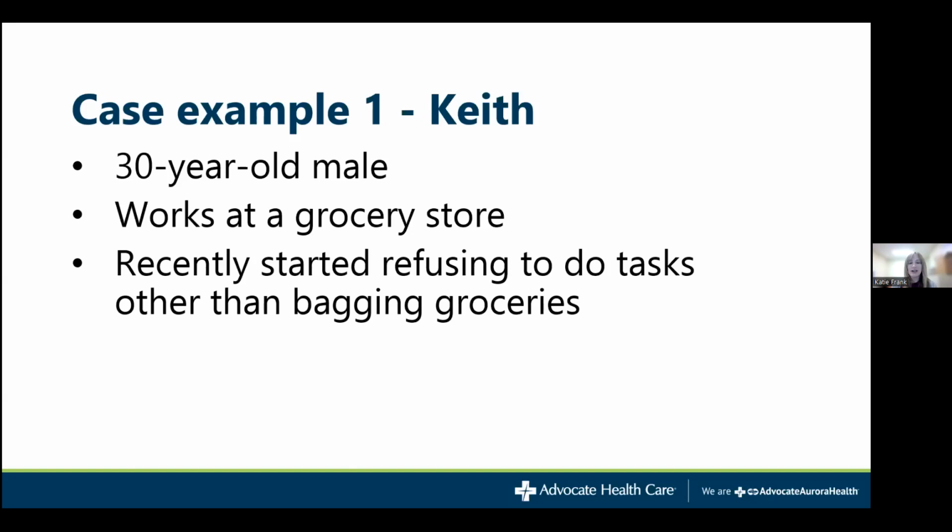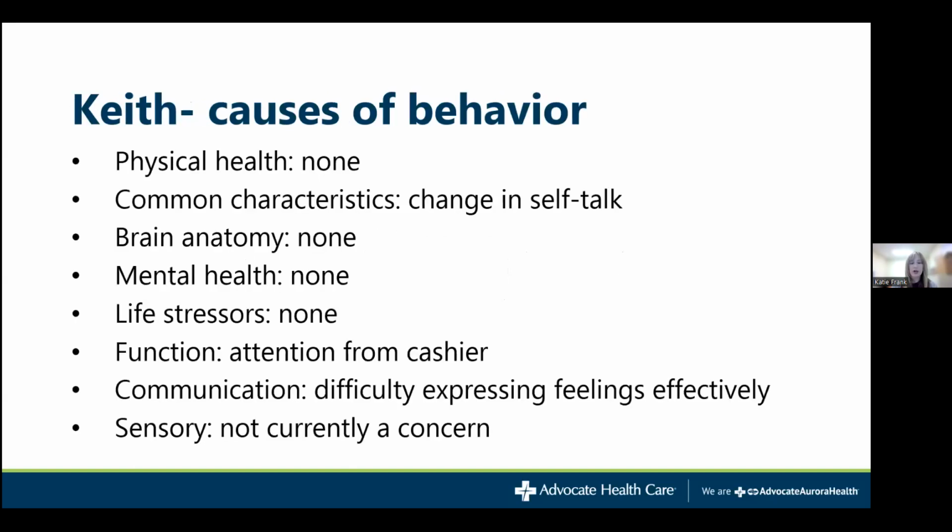They also noticed he started having some more self-talk both at home and at work. So let's think about this and go through the different causes of behavior and see what could be the reason behind Keith's change of behavior. So we looked at it, there was no real physical health concern. We did see, as far as the common characteristics, he had a change in self-talk. The brain anatomy, well, he may have a different developing brain than other coworkers. Really, that wasn't the reason. That didn't seem to be any of the reasons for this refusal behavior.